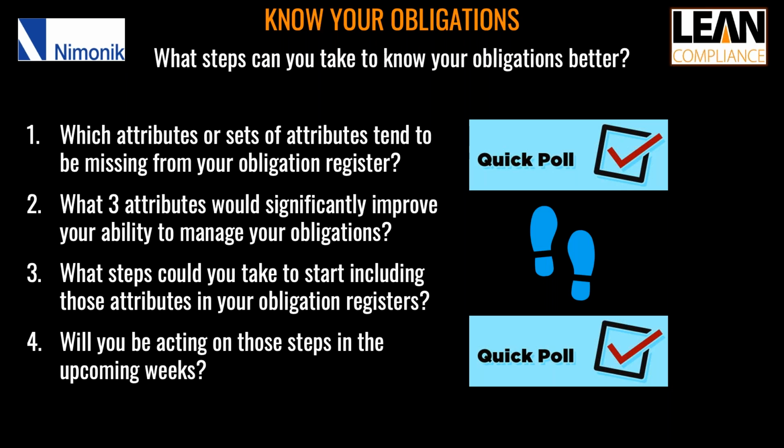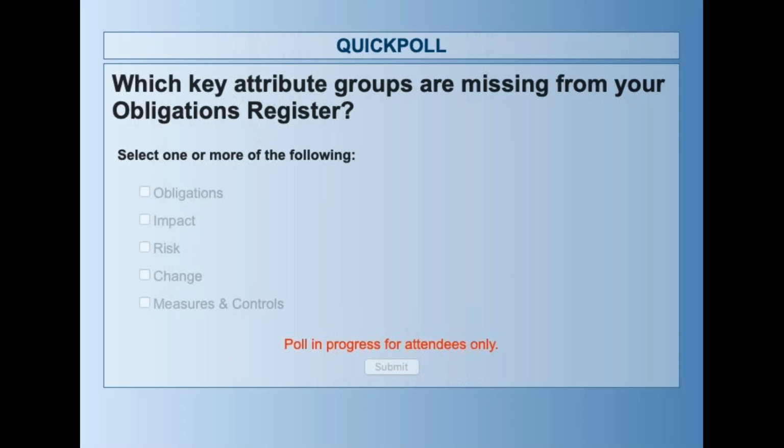And just to help us out and to maybe help yourself out in terms of clarifying your thoughts, I'll ask number one, which attributes or sets of attributes, and we're going to remind you what those are: the impacts, the obligations, the risk, the change, the measures and the controls, which sets of attributes tend to be missing from your obligation register? So back to you, Jonathan, on the poll. Yep. Let me launch this poll. So which key attributes are missing from your compliance obligations register, from your obligations register?